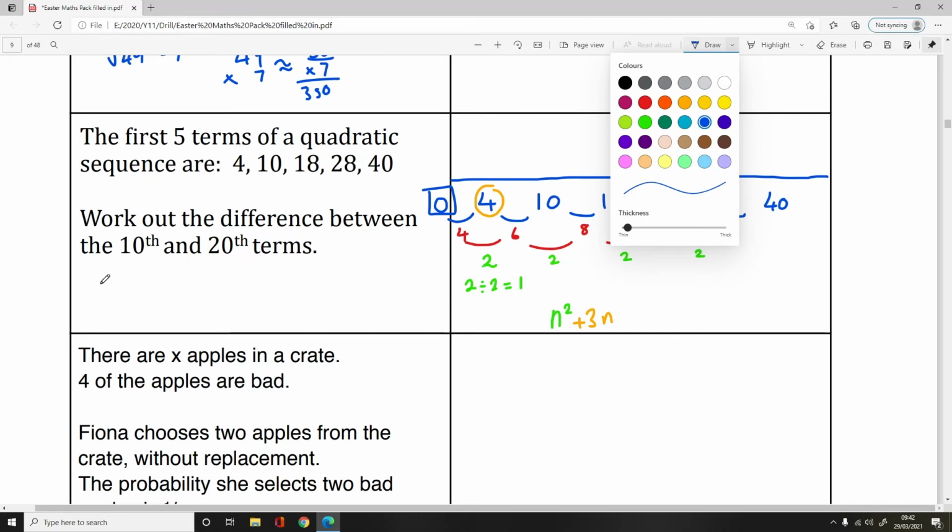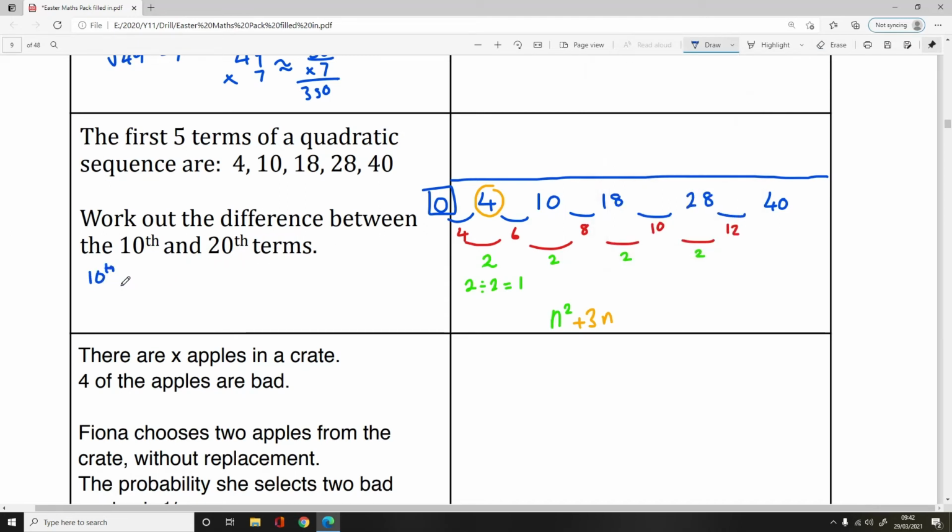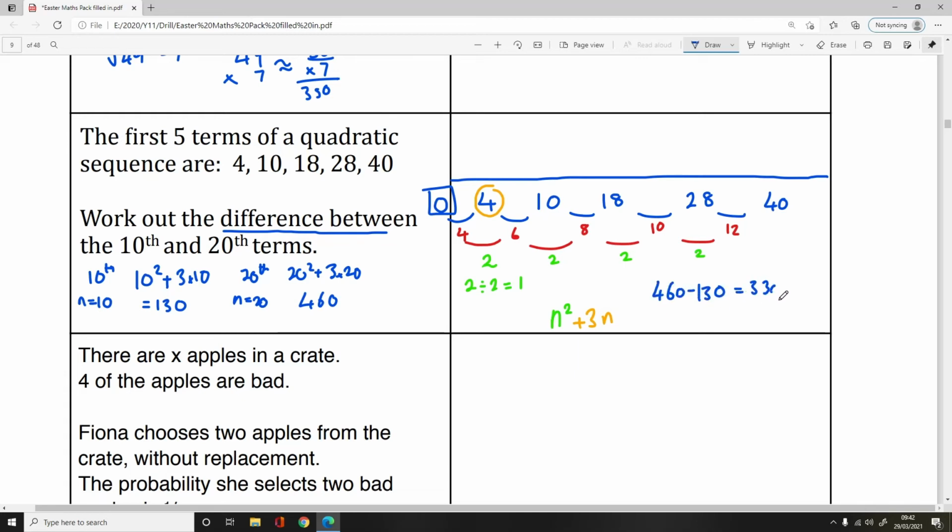I want the difference between the 10th and the 20th terms. So I'd need to find the 10th term, and I'd do that by subbing in n equals 10. 10 squared plus 3 times 10 is 130. I'd work out the 20th term using n equals 20, which is 20 squared, add 3 times 20, which is 460. And then it wants the difference between, so my final answer would be to go 460, take 130, is 330.